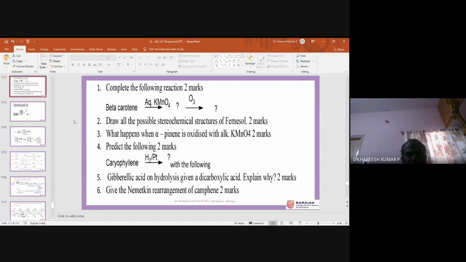So let's discuss the questions and answers in terpenoids. Previously we discussed a few questions, and today also we will discuss a few questions and answers. Complete the following reaction: beta carotene, when it is treated with aqueous KMnO4, you are supposed to get beta ionone. This beta ionone on ozonolysis gives geronic acid.